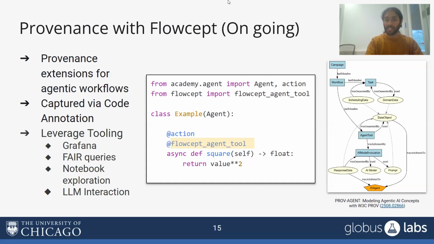And some of that can be seen in this figure, as well as the citation of the paper from Oak Ridge. And what this really lets you do, in addition to integration with Flowcept, is you can now leverage tools like Grafana to do monitoring. You can have an LLM interaction about your provenance graph, things like that.